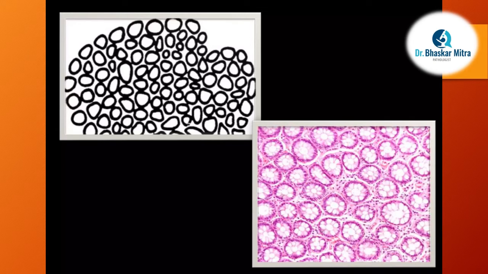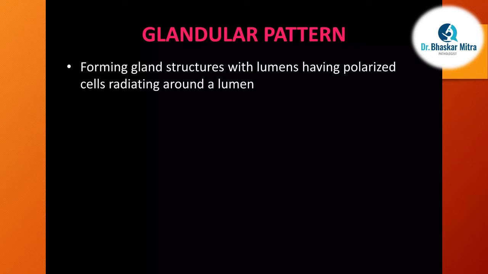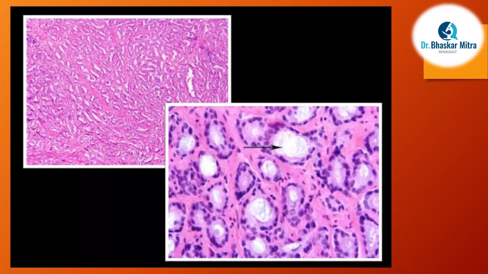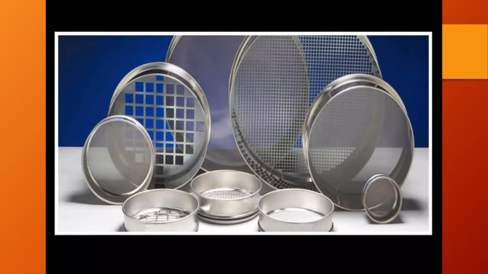Now, after this comes the glandular arrangement. In glandular arrangement, there is always a basement membrane. In the glands, all the lining cells are standing on that basement membrane with polarized orientation. So glandular patterns are forming gland-like structures with lumens having polarized cells radiating around. This is the typical glandular adenocarcinoma structure. The glands contain secretions with a basement membrane, having the cells lined with neoplastic cells.